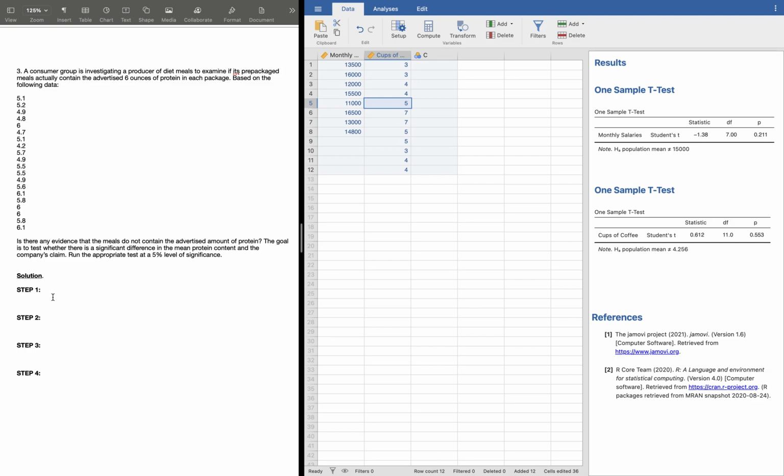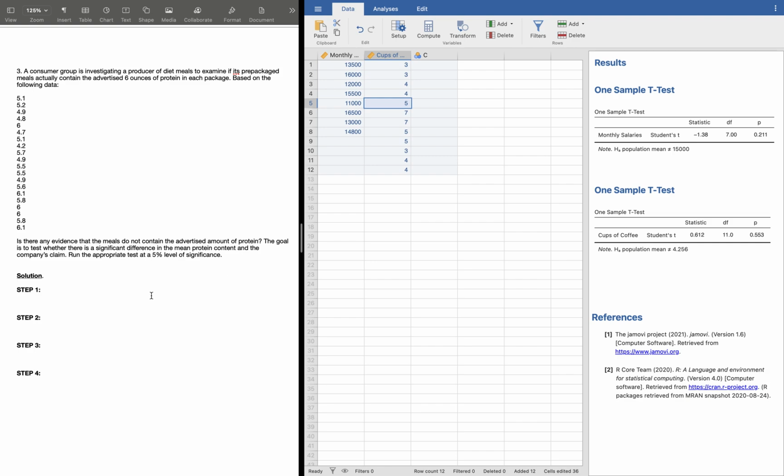A consumer group is investigating a producer of diet meals to examine if its prepackaged meals actually contain the advertised 6 ounces of protein in each package. Based on the following data, we have this data here. Is there any evidence that the meals do not contain the advertised amount of protein? The goal is to test whether there is a significant difference between the mean protein content and the company's claim. We're going to run the appropriate test at a 5% level of significance.